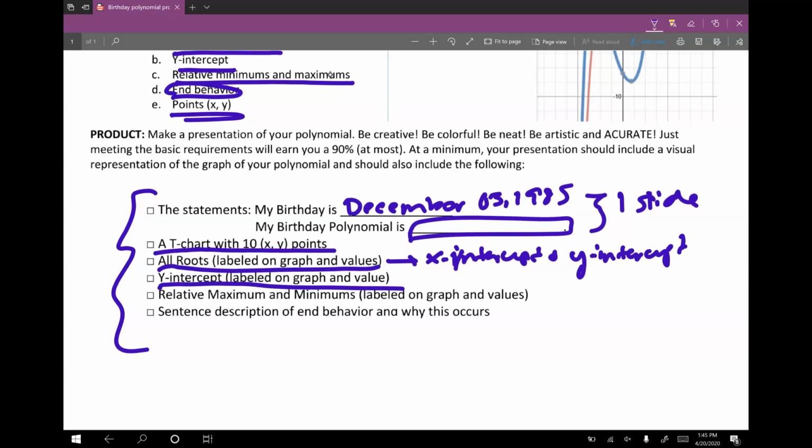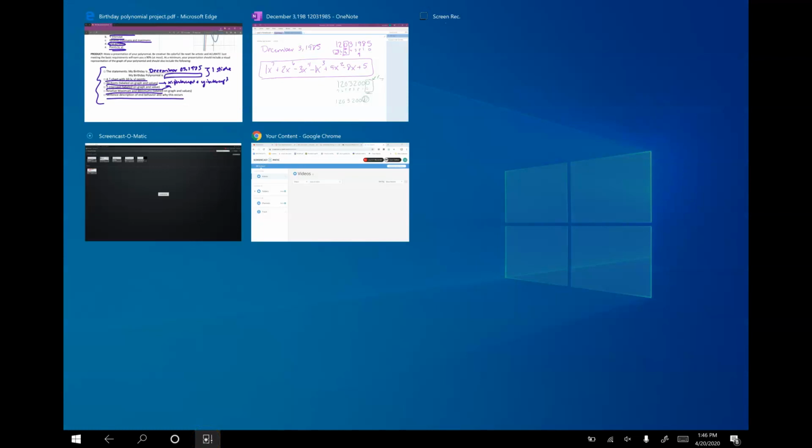Alright, that can be one page, and then your relative maxes and mins. You'll find that with Desmos with the gray dots. And then I'm going to tell you about the sentence of describing the end behavior. You're going to do something with how your leading coefficient was positive or negative, and then how your degree was either even or odd. Alright, so we are going to go to Desmos now.